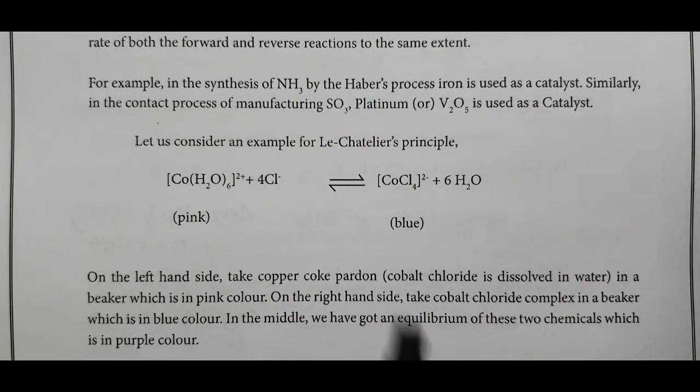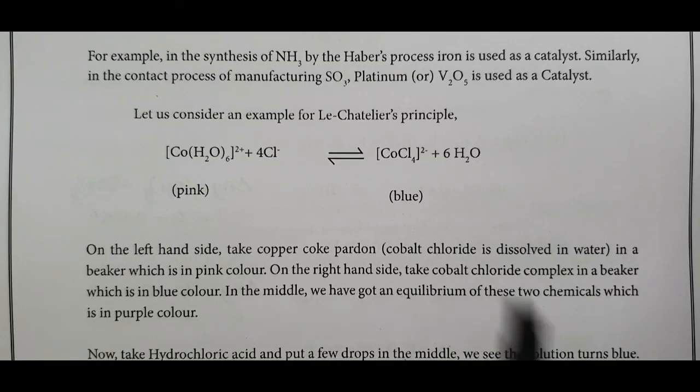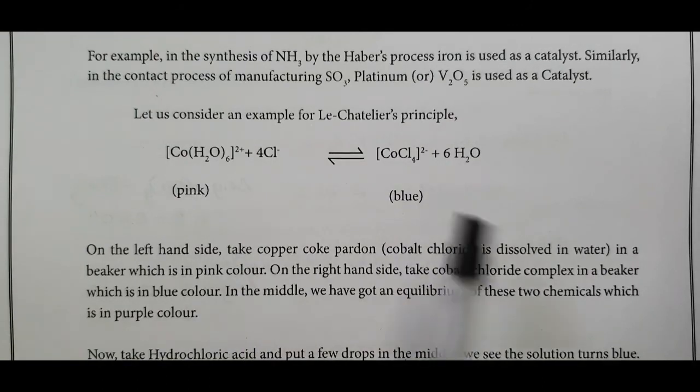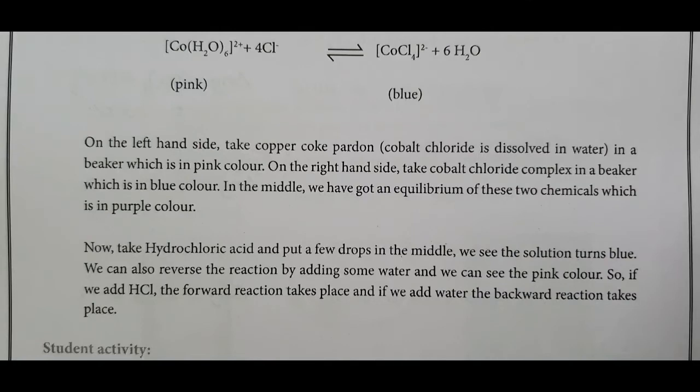On the left side, take a beaker where cobalt chloride is dissolved in water, which is pink in color. On the right hand side, take the cobalt chloride complex in a beaker which is blue in color. In the middle, we have an equilibrium of these two chemicals, which is purple in color. When pink color changes into blue color, the intermediate color purple is formed.